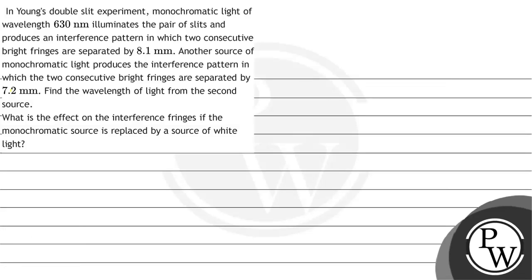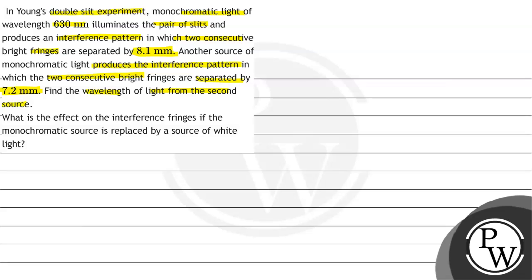So the question says, in Young's double slit experiment, monochromatic light of wavelength 630 nanometer illuminates a pair of slits and produces an interference pattern in which two consecutive bright fringes are separated by 8.1 mm. Another source of monochromatic light produces the interference pattern in which two consecutive bright fringes are separated by 7.2 mm. Find the wavelength of the light from the second source.